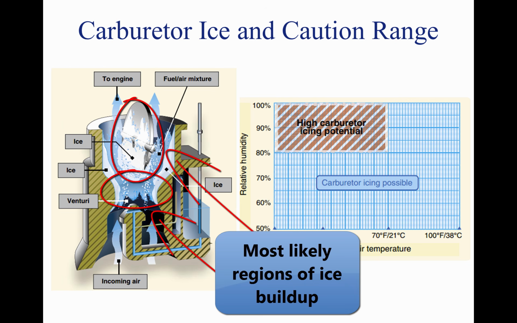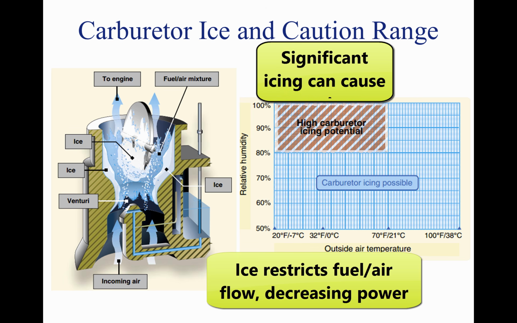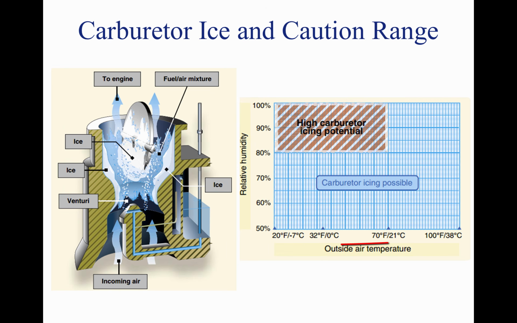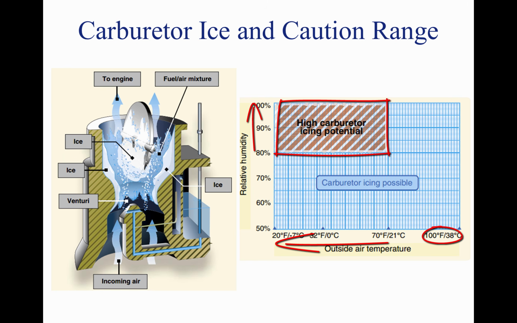This restricts the flow of the fuel-air mixture and reduces power. If enough ice builds up, the engine may cease to operate. Carburetor ice is most likely to occur when temperatures are below 70 degrees Fahrenheit or 21 degrees Celsius, and the relative humidity is above 80%. Due to the sudden cooling that takes place in the carburetor, icing can occur even with temperatures as high as 100 degrees Fahrenheit and humidity as low as 50%.